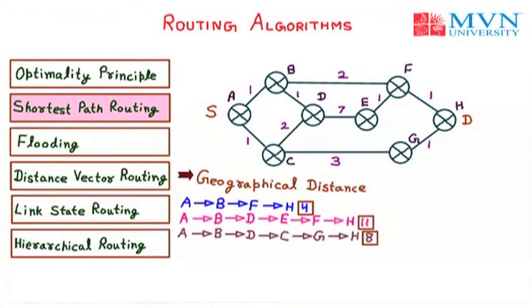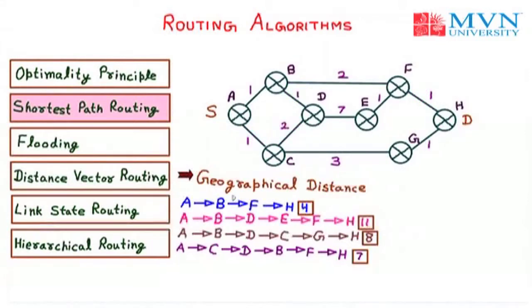And the next path is A to C, C to D, D to B, B to F, F to H. And the total geographical distance from source to destination with the help of this path is 1 plus 2 plus 1 plus 2 plus 1, which is equal to 7.